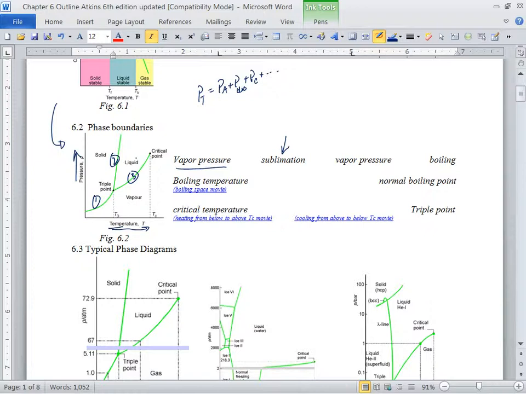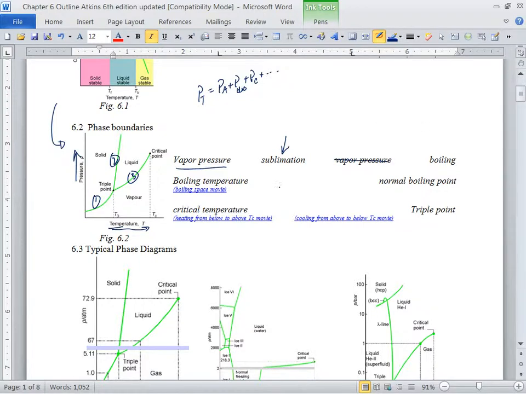Sublimation. Going from what to what? Solid to gas. So which number would that be? Number 1. Solid to gas. Sublimation. Yeah. Well, vapor pressure's on there twice. And we talked about boiling.